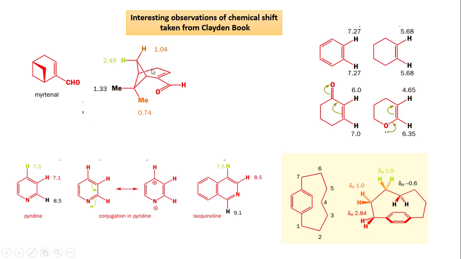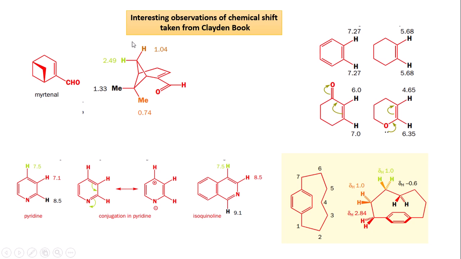According to the diamagnetic anisotropic effect, one methyl group resonates in the diamagnetic region, and the other methyl protons resonate in comparison in the paramagnetic region. So these two methyl groups resonate at different chemical shift values. If we see this brown hydrogen atom and the green hydrogen atom, the brown hydrogen atom resonates at a lower value and the green hydrogen atom resonates at a higher value.